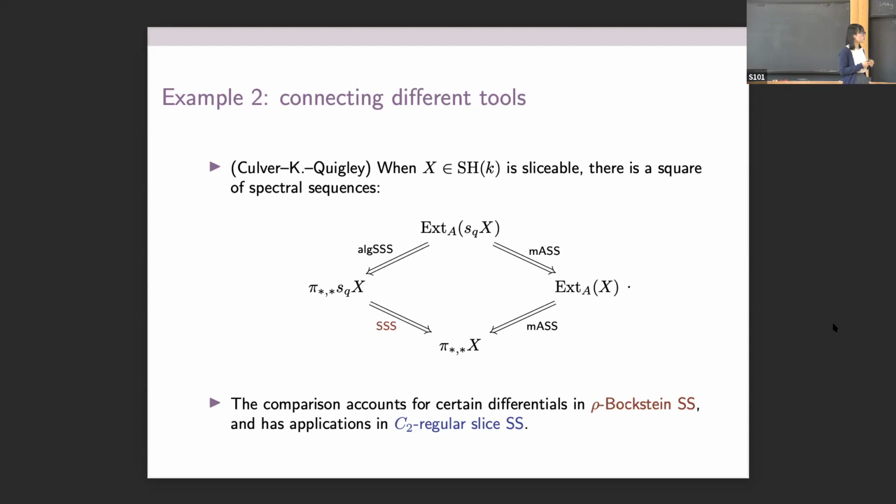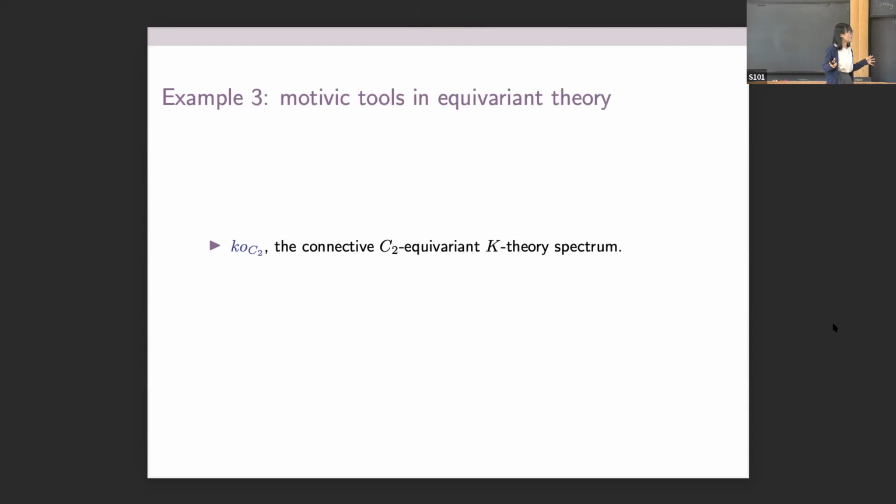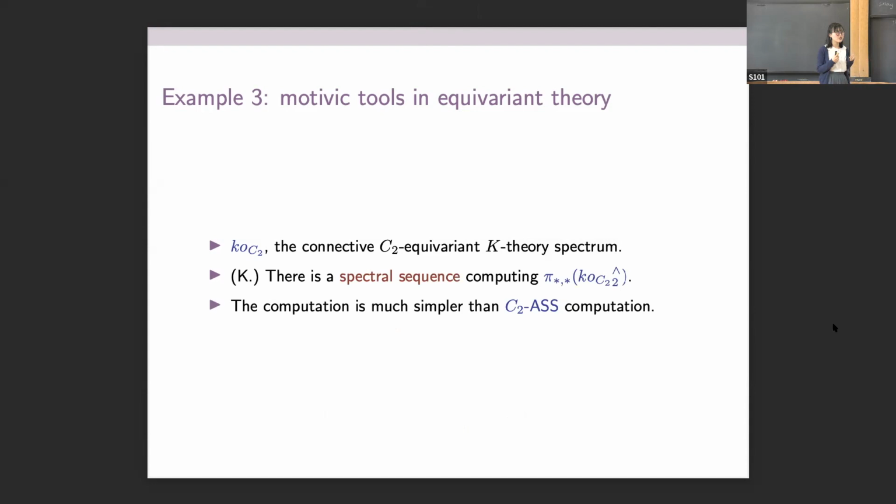The third example shows some interaction between the motivic and the C2 equivariant. I calculated this thing called the connective C2 equivariant K-theory spectrum, and the computational tool I constructed to calculate this thing comes from motivic. That's why I color this thing with red, even though the object is C2 equivariant. It turns out that this motivic tool works more efficiently than a purely C2 equivariant tool, so it gives much simpler computation compared to the C2 slice spectral sequence computation. So far, the three examples I talked about more or less concern that square.